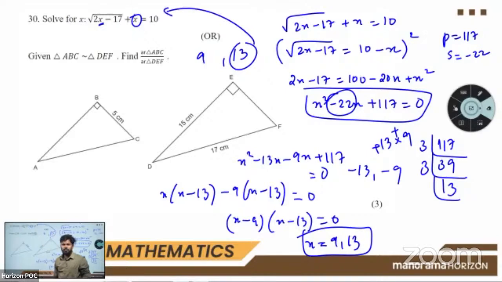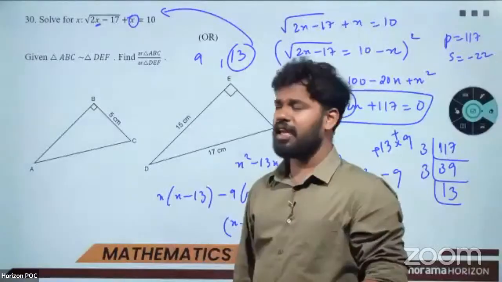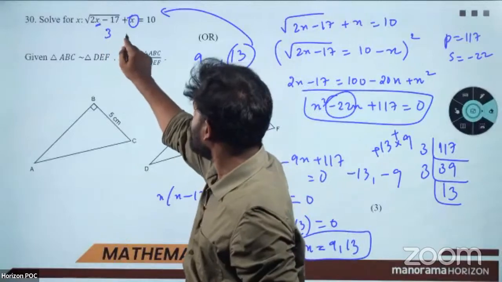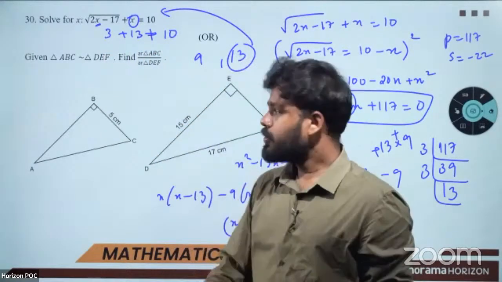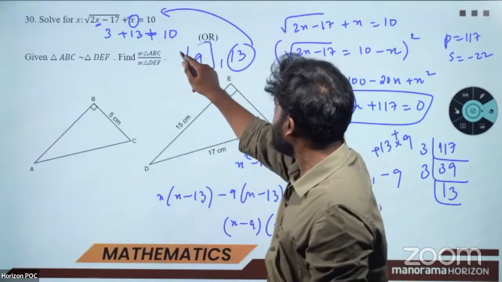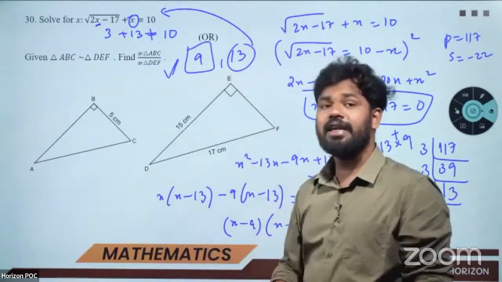Just put that over there and check. Is that 13 satisfying that one? No. 13 into 2 is 26, minus 17 is 9. Root of 9 is 3. That is fine. But this one is 13. Is that 13 plus 3 giving you 10? It is not giving me 10. So I cannot take this 13. I can only take 9 as the value.